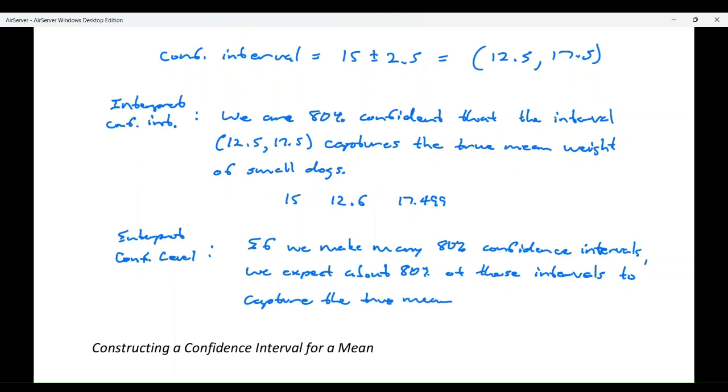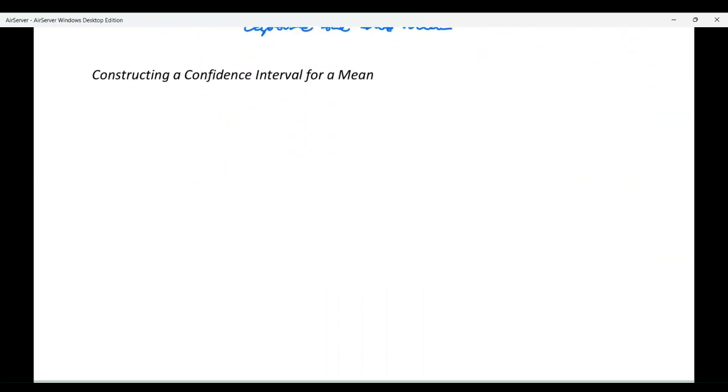So I would expect, if I did this 100 times, about 80 of those confidence intervals would capture the true mean weight of small dogs. I would expect about 20% to miss the mark, where the actual mean would be somewhere outside of the range that I created. All right, so that's just a simple example to help understand conceptually what a confidence level is, and to start to see how these pieces work together to create this confidence interval. All right, so how do we actually go about constructing this then?